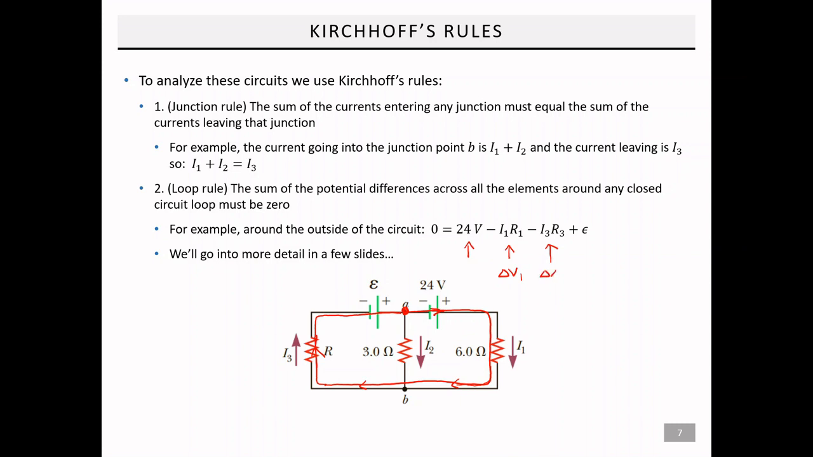So then here I would be decreasing by delta V3. And using Ohm's law, I could write that as I3 times R, or I3 times R3 as I have written here. And then finally, I'm going to cross this battery, and that's going to increase my potential by epsilon. After that, I get back to the point I started with, and the loop rule says that all of those voltage differences that we just found have to equal 0 once we get back to where we started.